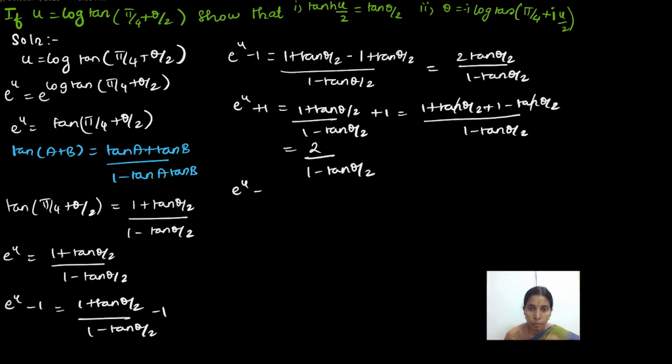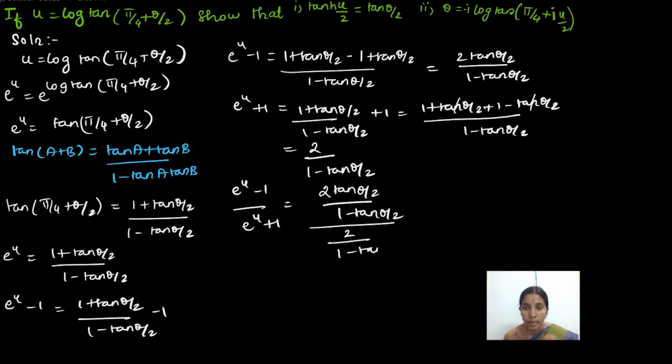Now e power u minus 1 by e power u plus 1 equals 2 tan theta by 2, the whole thing divided by 1 minus tan theta by 2, divided by 2 by 1 minus tan theta by 2. This 1 minus tan theta by 2 gets cancelled. The remaining thing is 2 tan theta by 2 divided by 2. From this, finally we get the answer tan theta by 2.